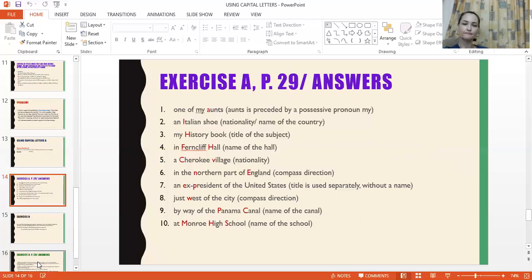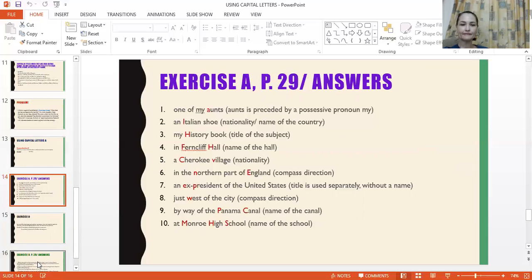Now, 7, please pay attention. There is a mistake in your books. None of the versions is correct. Look here, the title ex-president is used separately without any name. That's why, if we follow the rule, ex-president should not be capitalized. 8, just west of the city, compass direction, no capitalization.